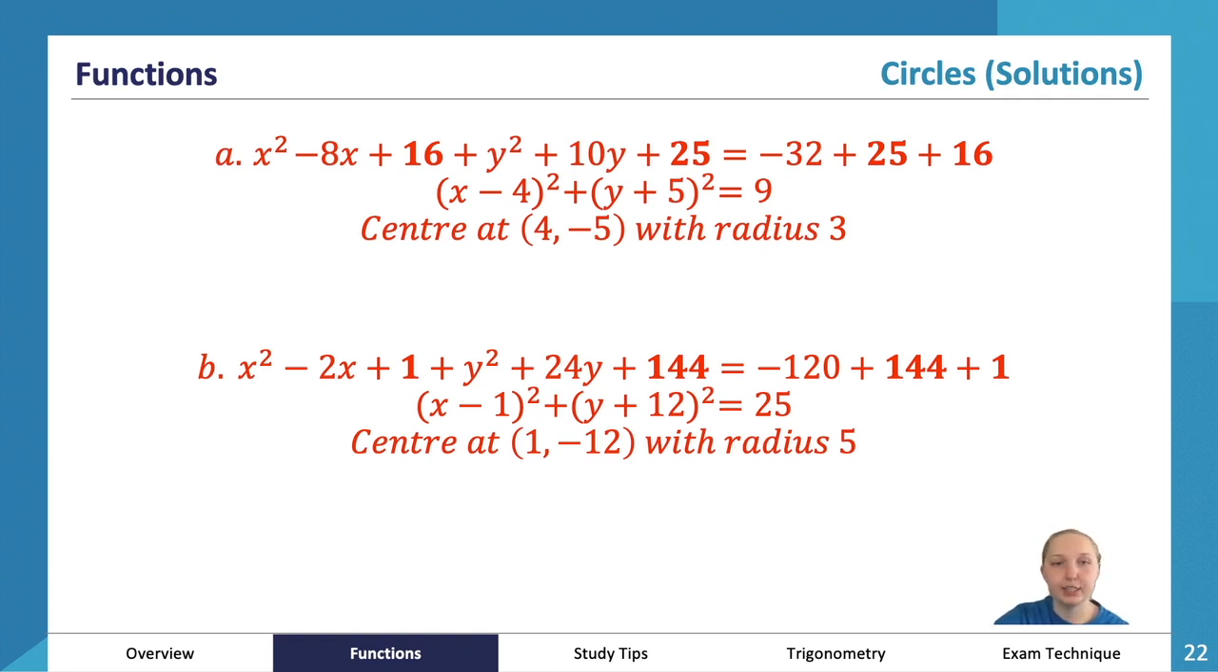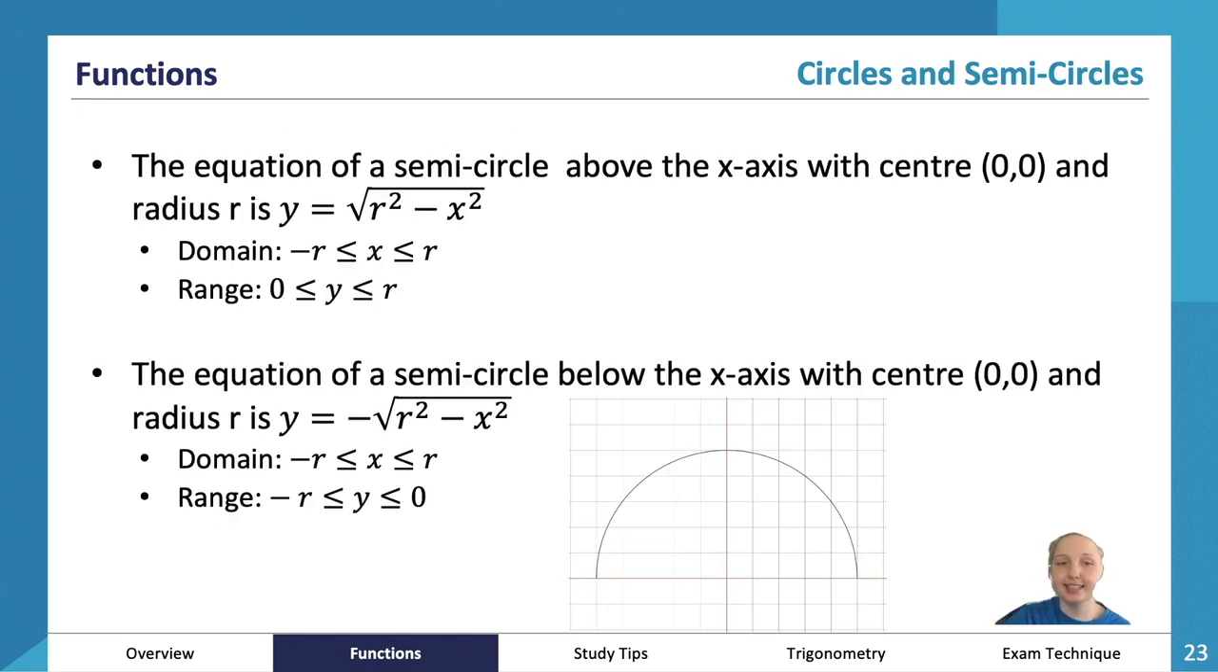And that's pretty much all you need to know how to do with your circle. So then this is looking at semicircles. The equation of a semicircle that's above the x-axis with center 0, 0 and radius r is going to be equal to y equals the square root of r squared minus x squared. So that will have domain between negative r and r and range between 0 and r. So that's when we have the center 0, 0 as well, so keep that in mind.